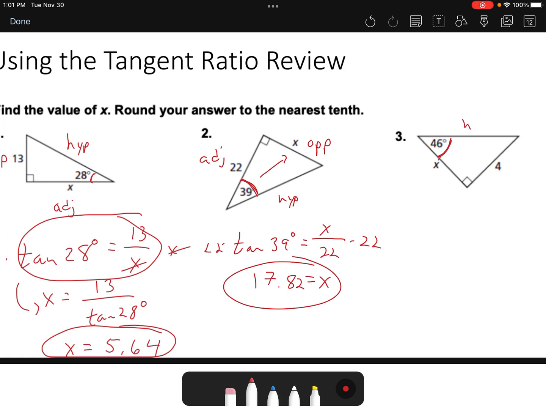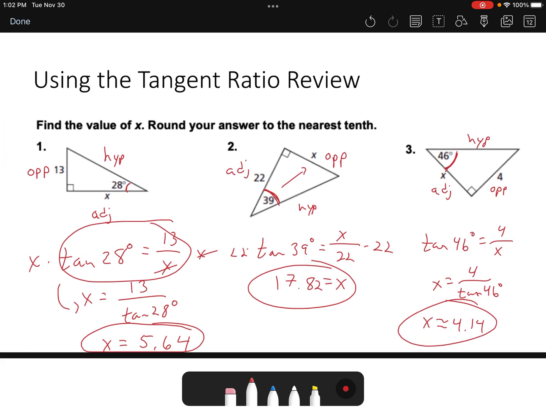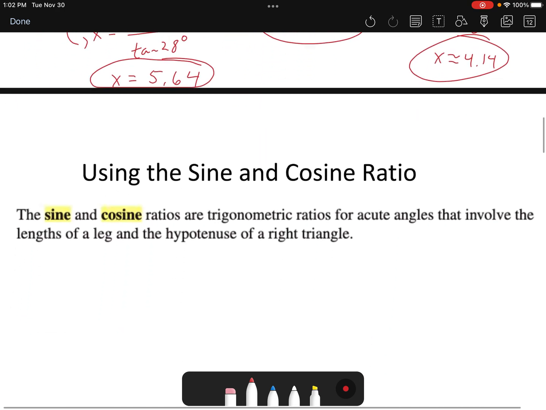And then finally, again, the hypotenuse is unknown. 4 is opposite, and x is adjacent. So the tangent of 46 degrees is 4 over x. Now remember, it's going to be a division because we have x in the denominator. So I don't mind if you skip right to writing that statement. And x is approximately 4.14. Okay, now that's the tangent ratio.